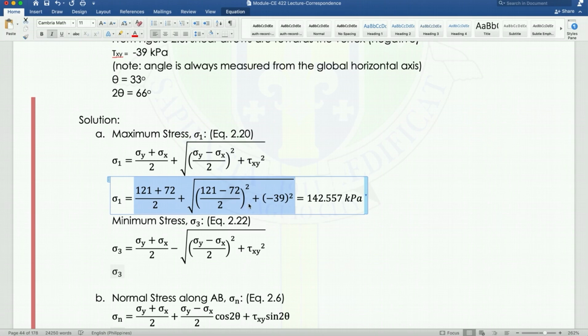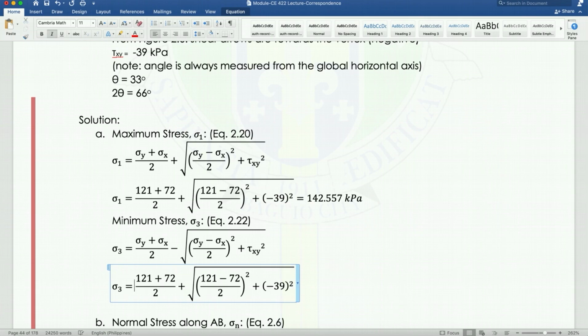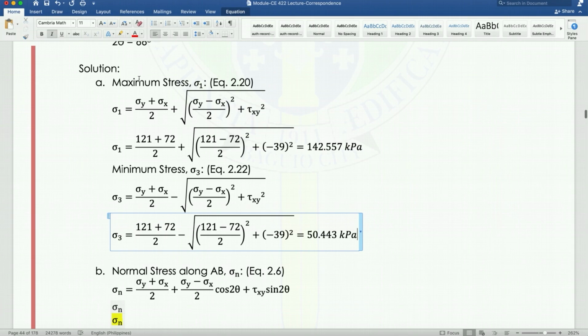Now, for the minimum, parehas lang naman sila. Kopyahin na natin. Just be mindful of the sign. Okay? So this one here would be negative instead of positive. So, palitan lang din natin nasa calculator. Then that is already 50. Sigma 3, or the minimum stress, is equivalent to 50.443 kilopascals. Okay? So we're already done with the maximum and minimum principal stresses.